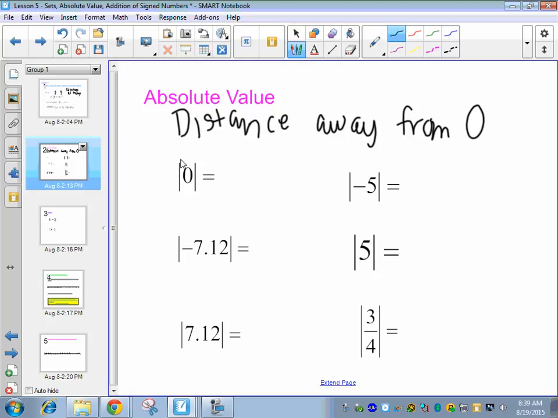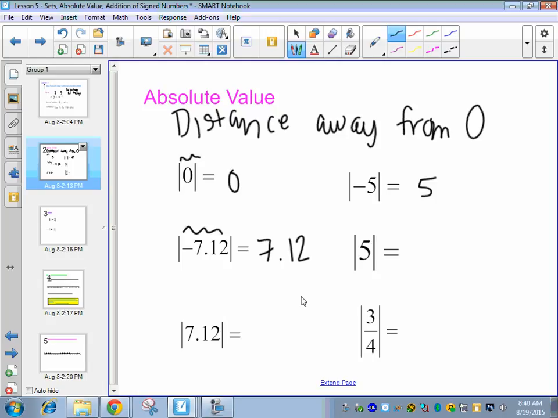So we're going to talk about what's inside the little bracket. The absolute value of 0 is going to be 0, right? Because 0 is 0 away from 0 on a number line. How about negative 5? Positive 5, right? Because we're going to move 5 away from 0 on the number line. Negative 7.12. Positive 7.12, yeah.